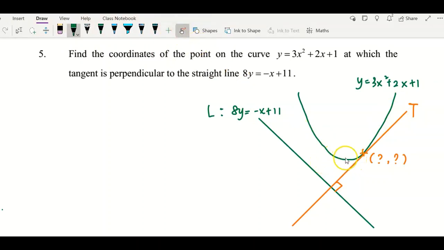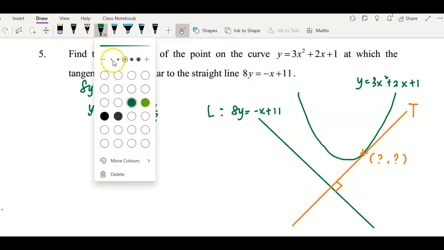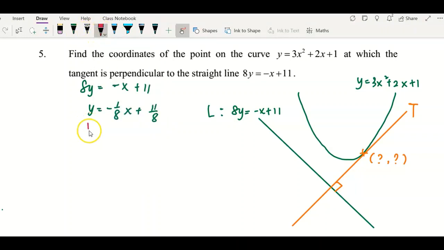And after that, I have this straight line. To know how this straight line goes, I will just convert this straight line into the form of y equals mx plus c. So here I have a negative x plus 11. In order to change it into the form of y equals mx plus c, I will rewrite my equation in this form. So this is in the form of y equals mx plus c, where the m is representing the gradient.